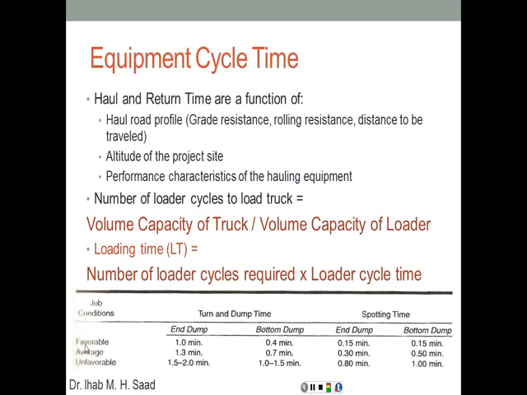So under favorable conditions, the fixed time for that piece of equipment, for an end dump, is going to be 1 minute and 15 seconds. Under unfavorable conditions, as you can see, that number is going to be much larger, 1.5 to 2 minutes and 0.8 minutes, so almost twice as much as the favorable conditions.